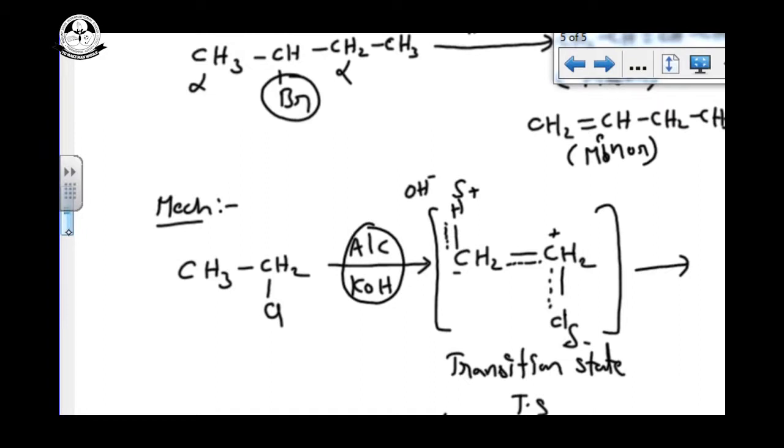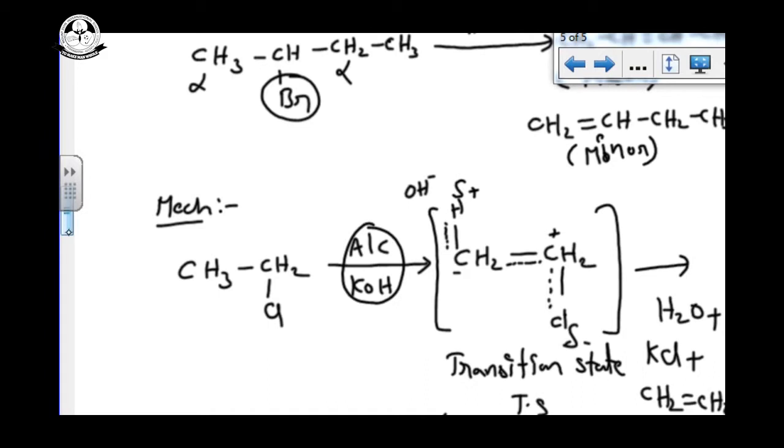Now, with the bond breaking, H and OH combine and become water, and Cl minus comes out. It combines with K, so KCl plus the remaining CH2=CH2. This is our major product.